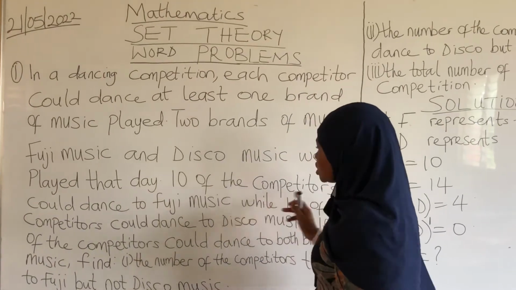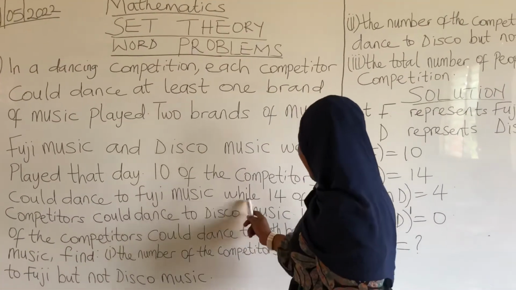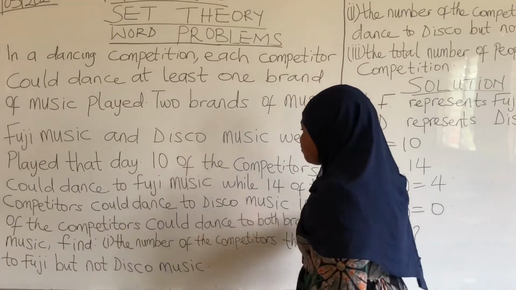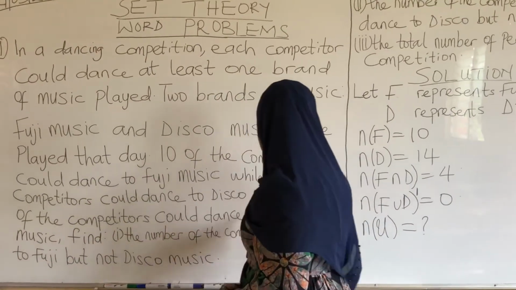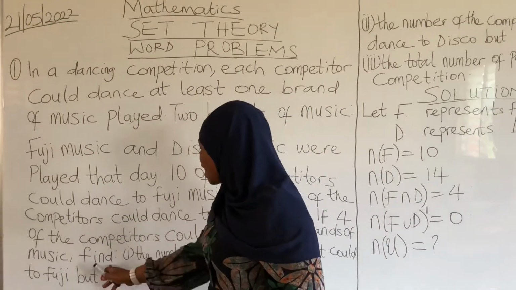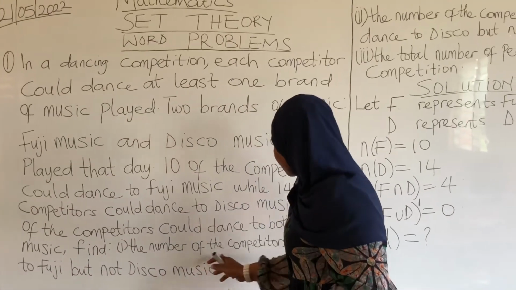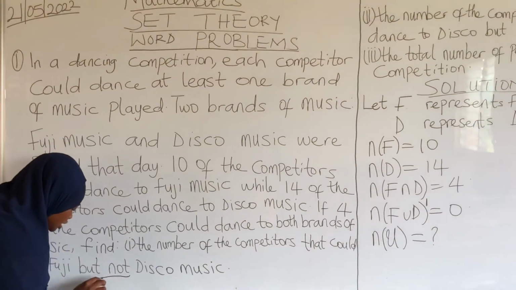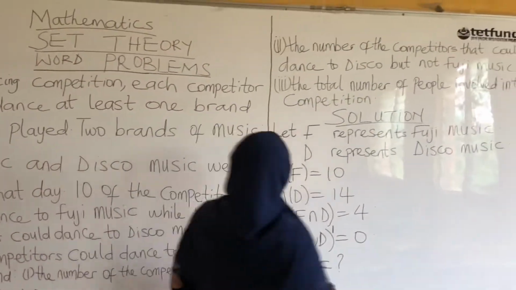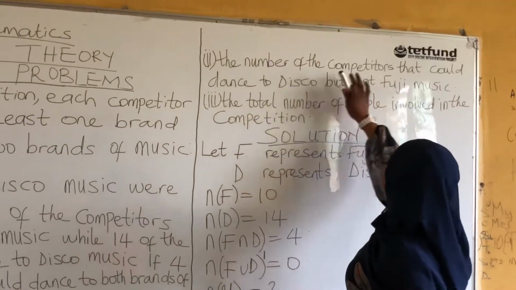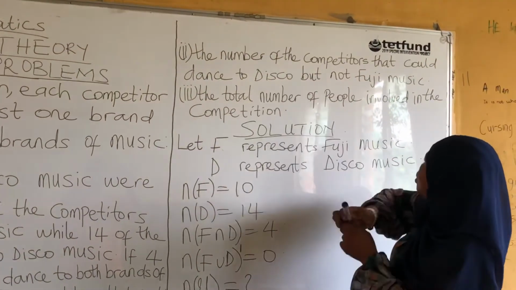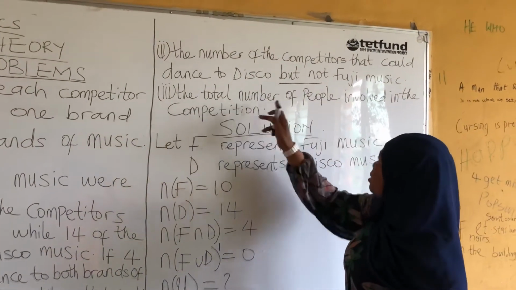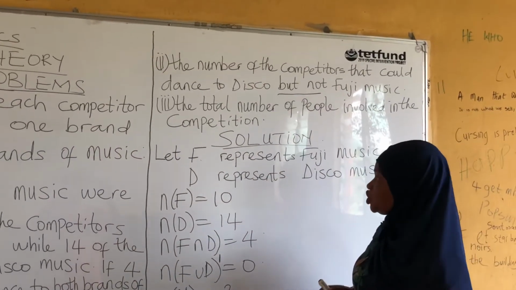10 of the competitors could dance to Fuji music, while 14 of the competitors could dance to disco music. If 4 of the competitors could dance to both brands of music, find number 1, the number of the competitors that could dance to Fuji but not disco. Number 2, the number of the competitors that could dance to disco but not Fuji music. Number 3, the total number of people involved in the competition.